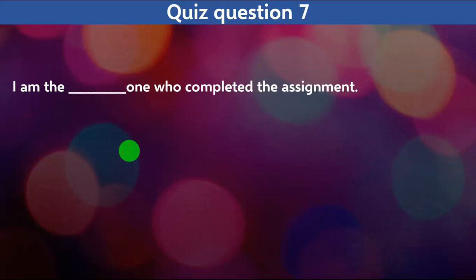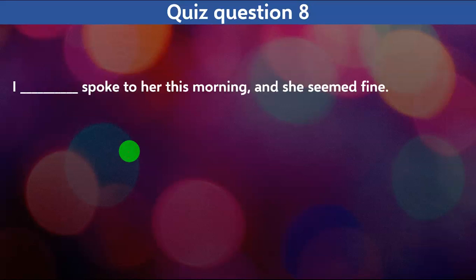Let us go on to quiz question number 7. I am the one who completed the assignment. This should be easy. Your time starts. I am the only one who completed the assignment. All right. Question number 8 coming up. I spoke to her this morning and she seemed fine. Your time starts. All right, the answer is I just spoke to her this morning and she seemed fine.